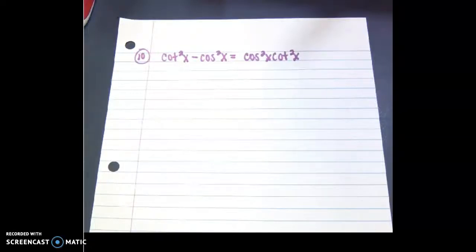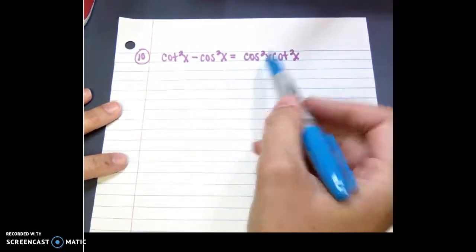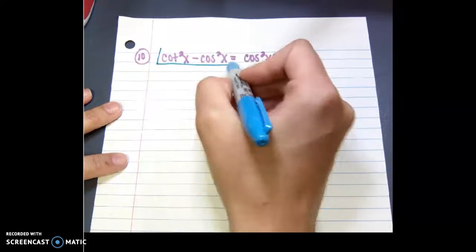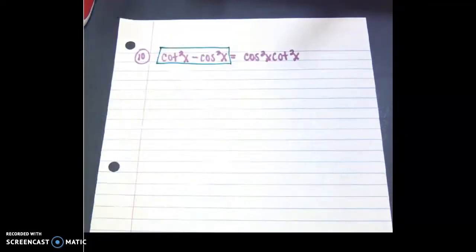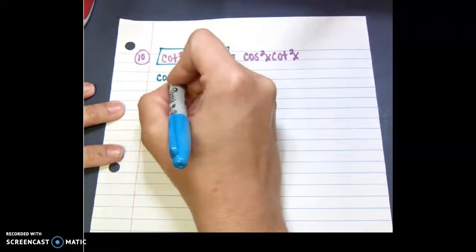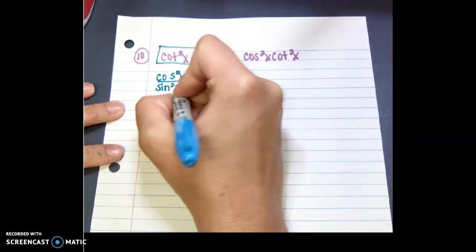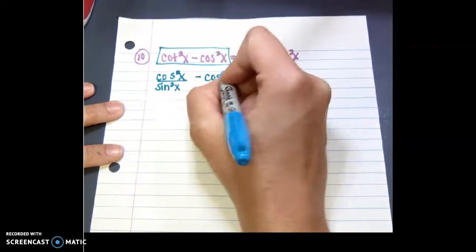Okay, so because these both have the exact same trig functions, you want to start with the one that has subtraction, because with the multiplication here, you're not going to be able to simplify anything. And I want to rewrite these to be in terms of sine or cosine. So we know cotangent is cosine, in this case squared, over sine squared x. And then we're just going to keep cosine squared x the same.